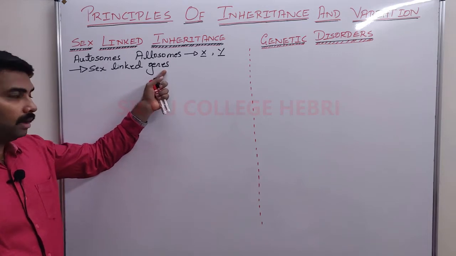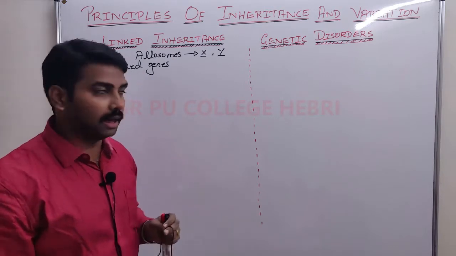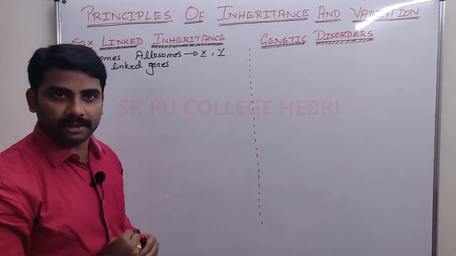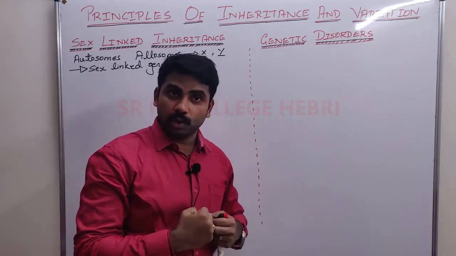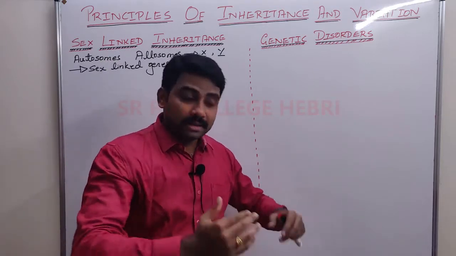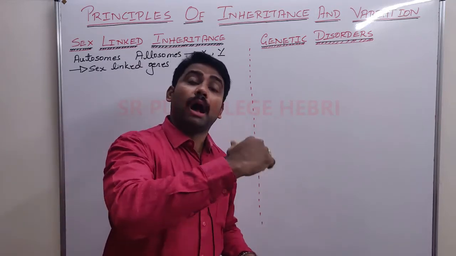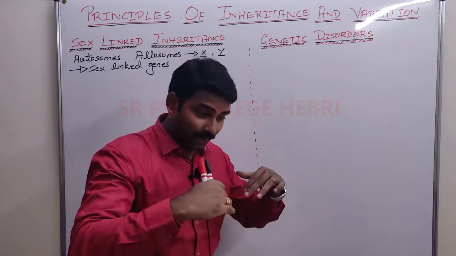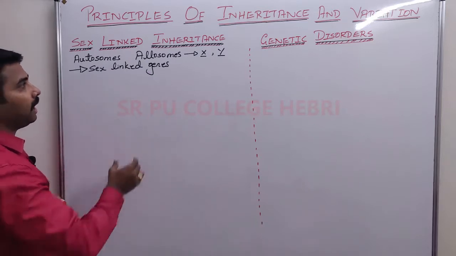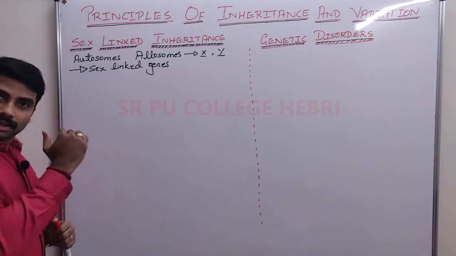Underline. Their inheritance phenomena is called sex-linked inheritance. How exactly the genes of the X chromosome and Y chromosome are transmitted to the next generation, and if they go to the next generation, how exactly they are expressed, how they are inherited. The inheritance phenomena of these genes, we call it sex-linked inheritance.